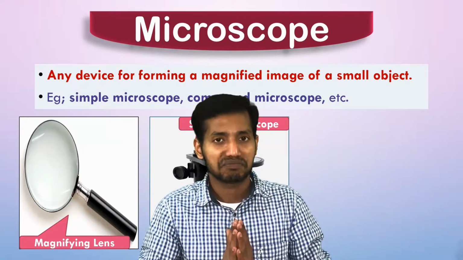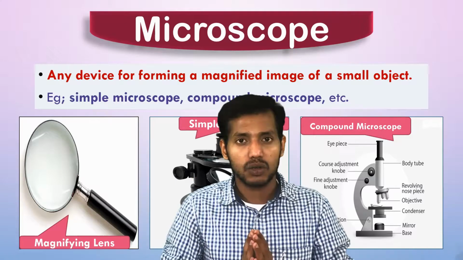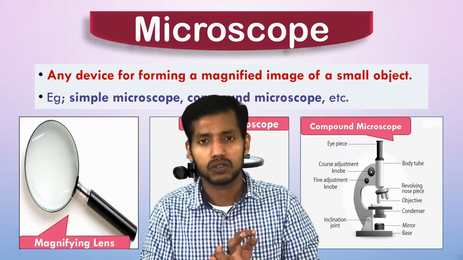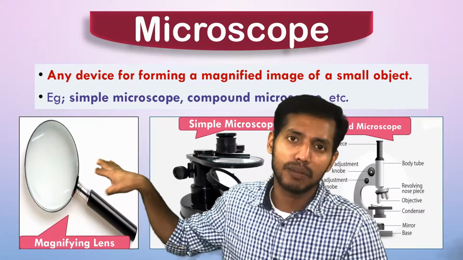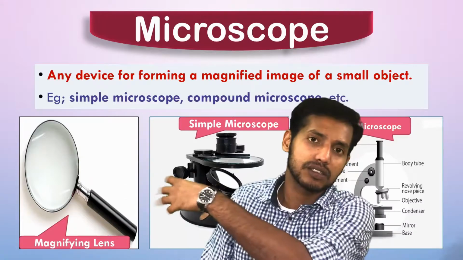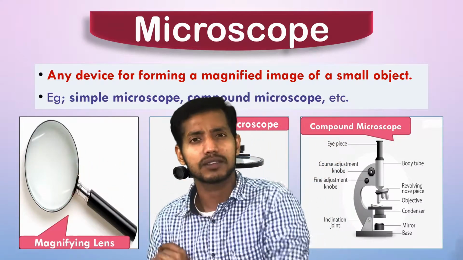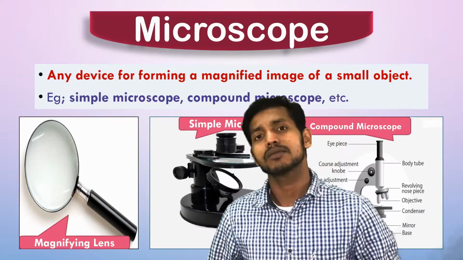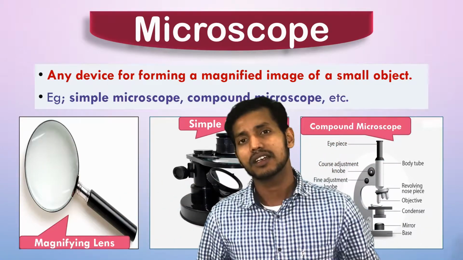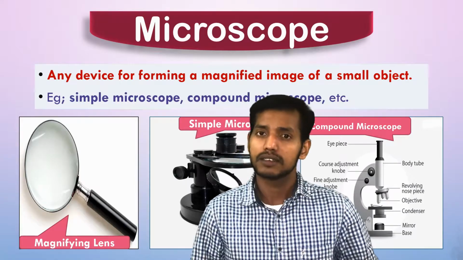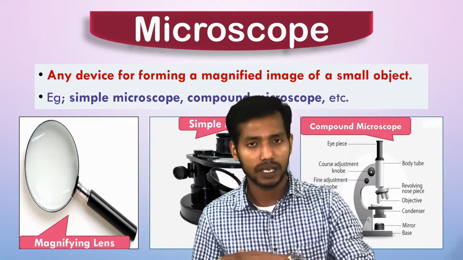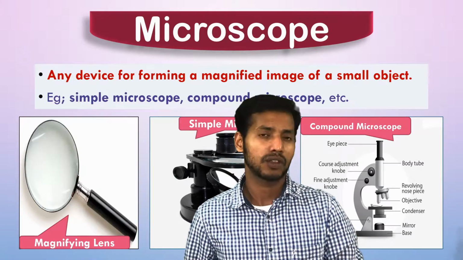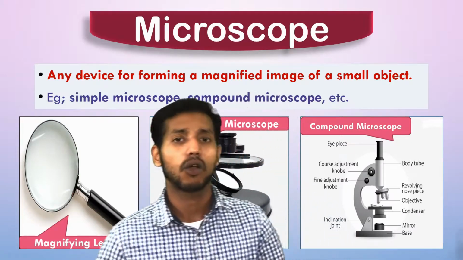So here there are three microscopes we can take. There are many examples of compound microscope, then simple microscope. Here we can see the first picture is a simple magnifying lens. So this simple magnifying lens means a simple convex lens. Second one is the simple microscope. Simple microscope also consists of a single lens, but it has some apparatus to keep the specimen and to observe the image. And finally, compound microscope.